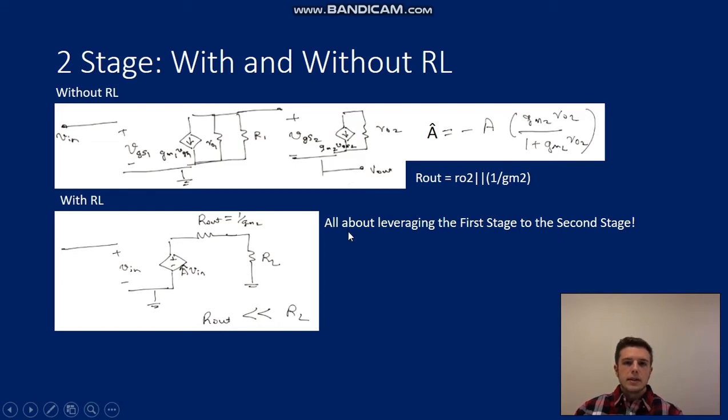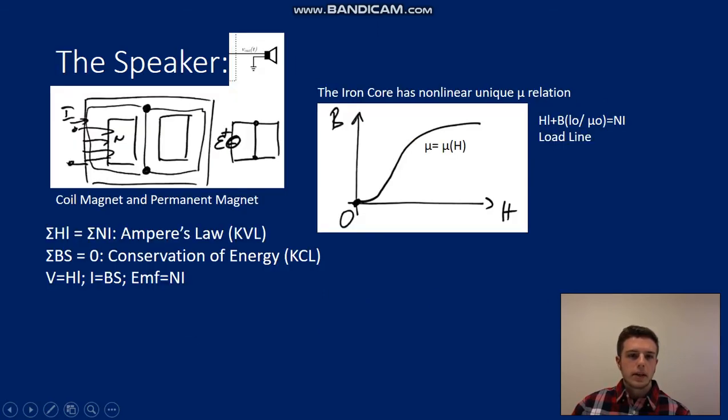And this is very practical in the real world because we are leveraging the first and second stage. In the first stage, we want to maximize the gain, so it will not affect R out very much. And from that, most of the drop will go across RL, thus making a good speaker.